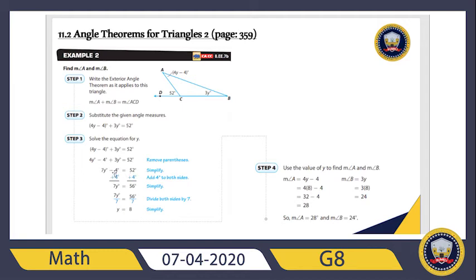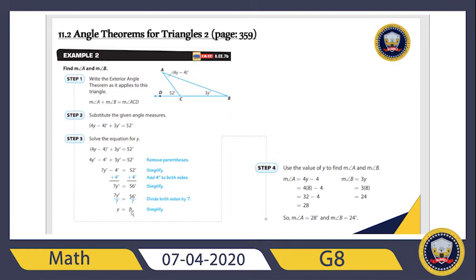Now, you will add 4 to both sides. Minus 4 plus 4 is 0, so this side gives you 7y degrees. 52 plus 4 is 56 degrees. So 7y is equal to 56. Then you divide both sides of your equation by 7. So 7 cancels out with 7, and you will have y equals 8, or 8 degrees.